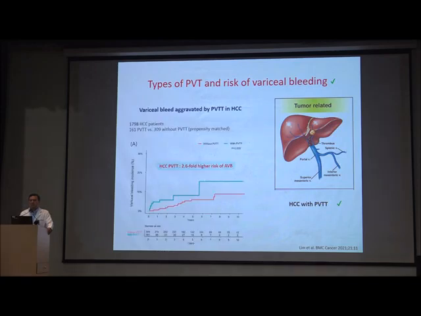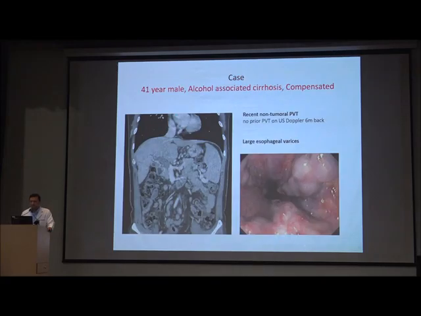Studies have shown a 2.6% higher risk of acute variceal bleeding in patients who had tumoral PVT as compared to HCC patients with no PVT. Moreover, the newer therapies of HCC, like immunotherapy with bevacizumab and atezolizumab, increase the risk of variceal bleeding further.